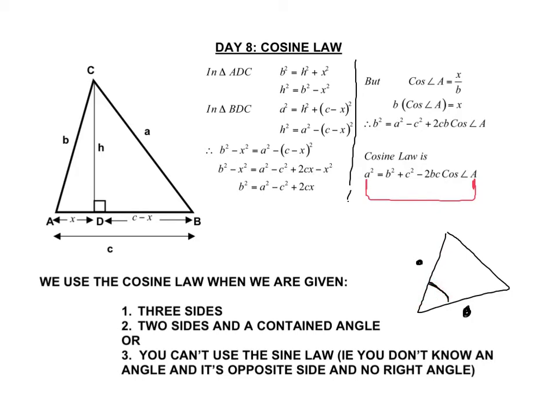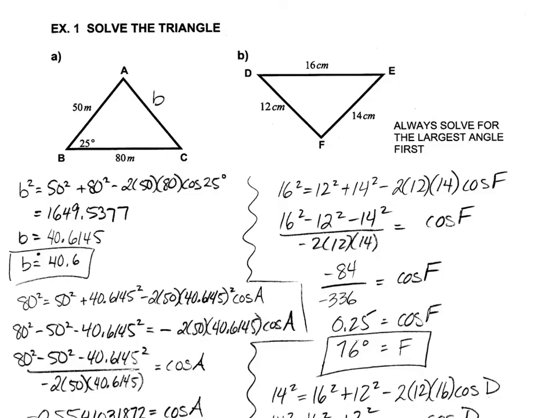Now I like option 3 the best. If you can't use the sine law, then it's probably the cosine law. The only thing you have to remember is right angles, you use SOHCAHTOA. So again, you don't know an angle and its opposite side, so you can't use the sine law. There's no right angle, you can't use SOHCAHTOA. Then the only thing left is the cosine law. Let's move to the examples.